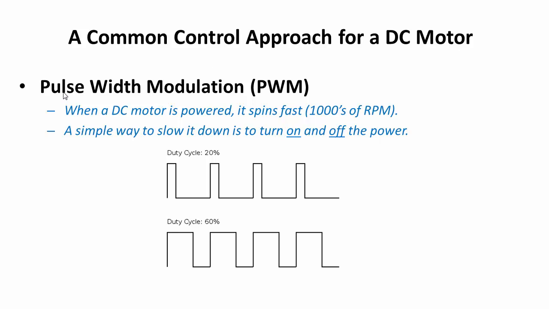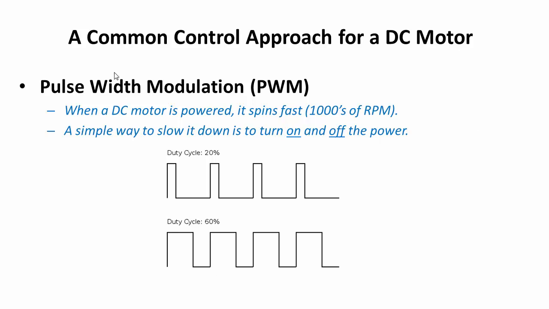You do this by using something called pulse width modulation. All it refers to is driving the on signal at a certain percent and the off signal at a certain percent, and they call it the duty cycle. So a duty cycle of 20% means 20% of the time I'm on, 80% of the time I'm off. This duty cycle here is 60%: 60% of the time I'm on, 40% of the time I'm off. It's a really simple way, with a simple DC motor, to turn it on and off in order to regulate its speed.